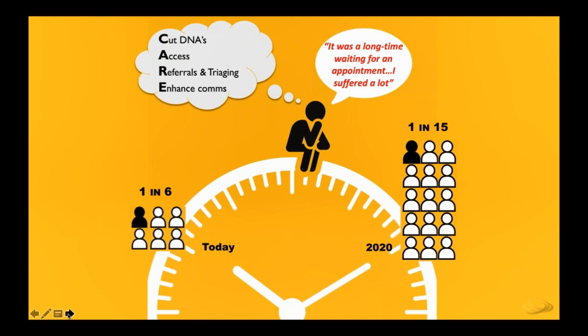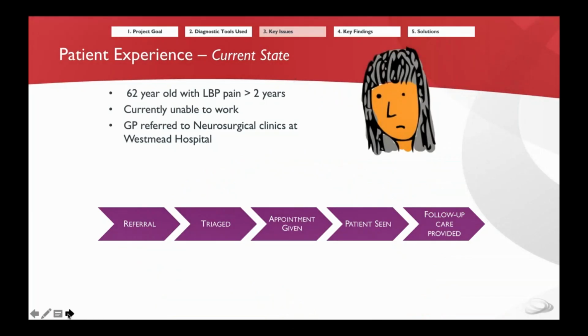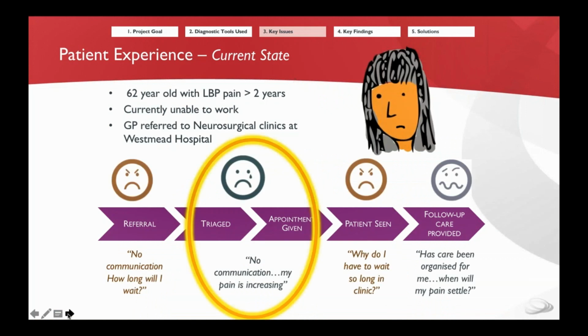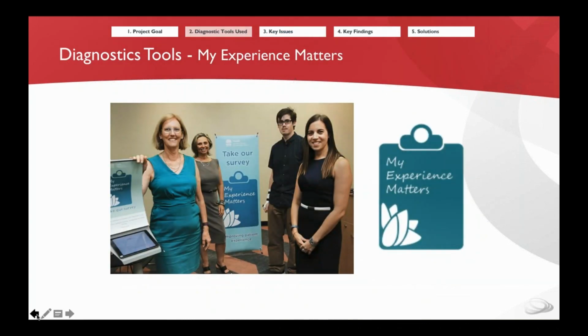So they tried to look at cutting down the do-not-attend rate, access to the clinics, referrals, and triaging as well. They looked particularly at the areas that were problems coming through from the feedback. Patients were saying, when I'm being triaged, I'm not getting very good communication, particularly around my appointment time when they were showing up. Some of them were saying I had to wait very long. I didn't even know what was going on.